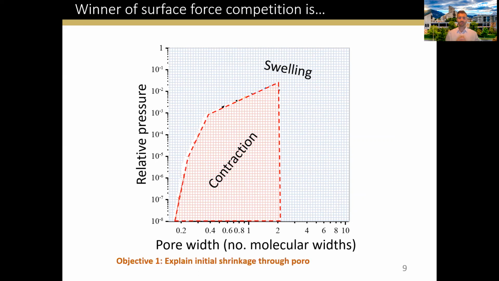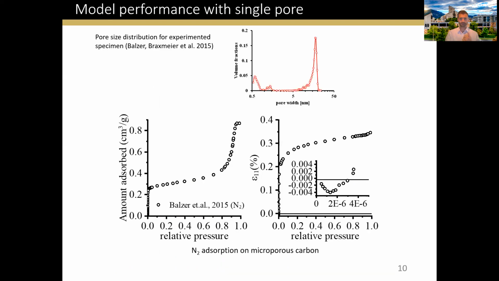So in regard to the first objective, we have shown that the attractive disjoining pressure can qualitatively explain the initial shrinkage of microporous material. But what about the quantitative part? Consider this set of experimental results. On top, we have the pore size distribution data, and on bottom, we have the adsorption and deformation data. We now know that in order to capture the initial shrinkage in the deformation data, we need a micropore size. So because of that, we select the dominant micropore size from the pore size distribution to give to our model.